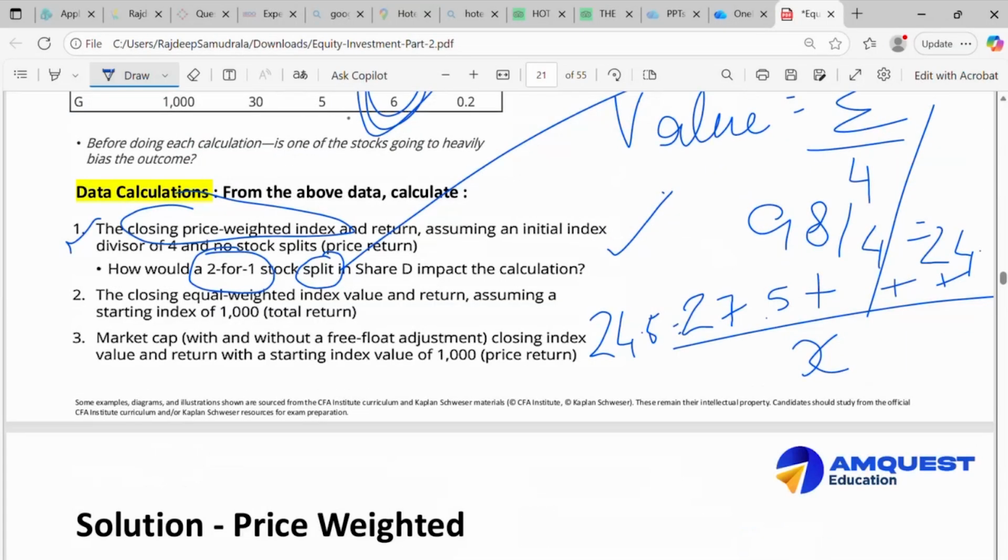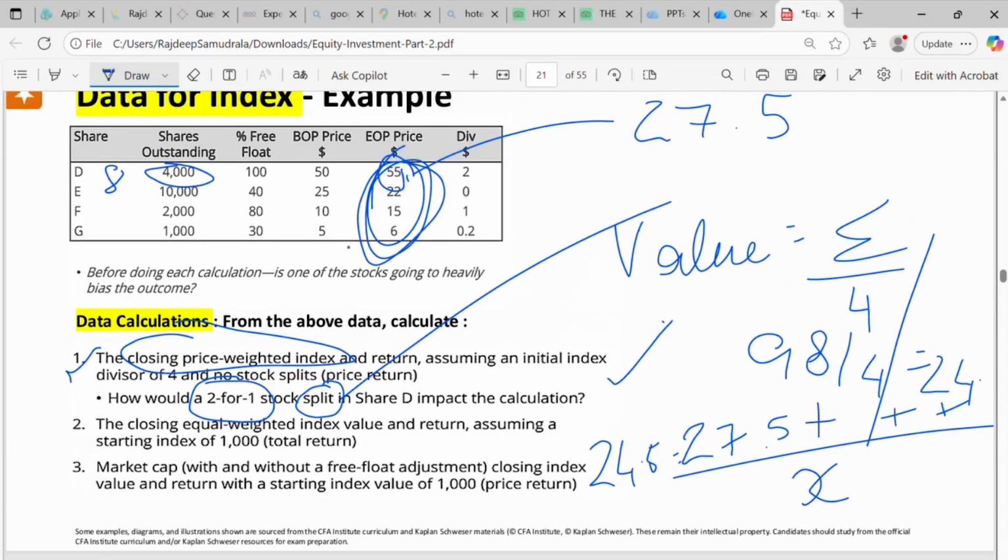Clear? Now let's find out, like they said, the closing equal weighted index value and return, assuming a starting index of 1000. Equal weighted means I give equal weighting to all of them. They're saying assuming the index was 1000, and obviously they want the return as well. So what do you think the answer is? Equal weighted, so I'm going to assume every share has an equal weight, right? So you have to find out what is the total return of every share, the return at a share-wise level.